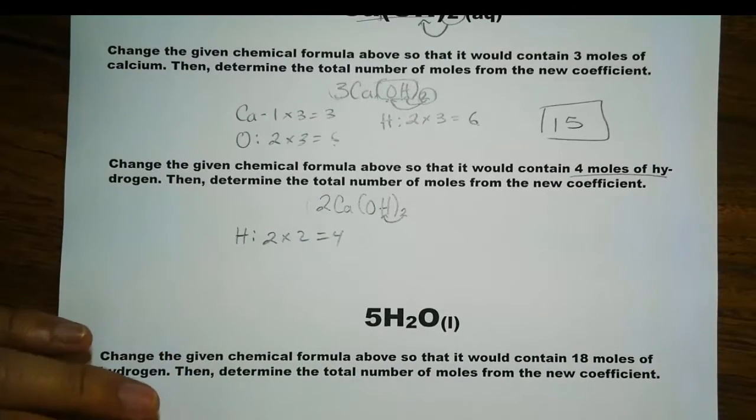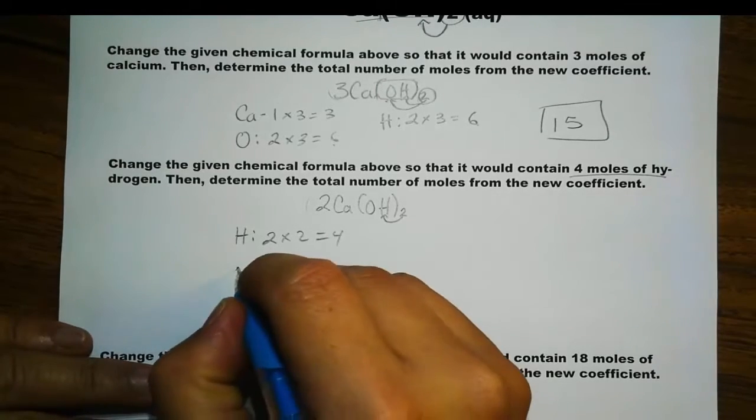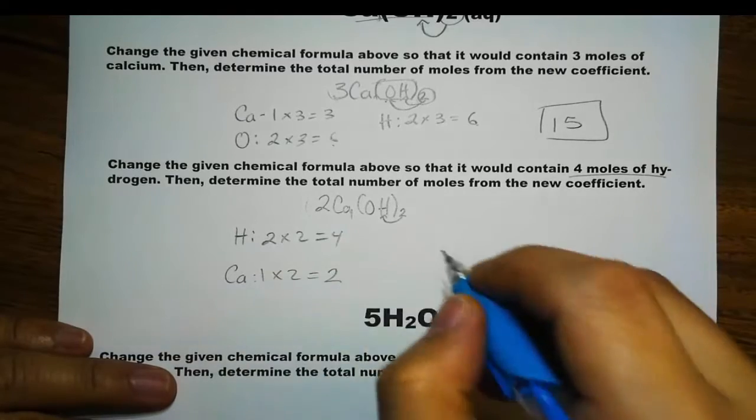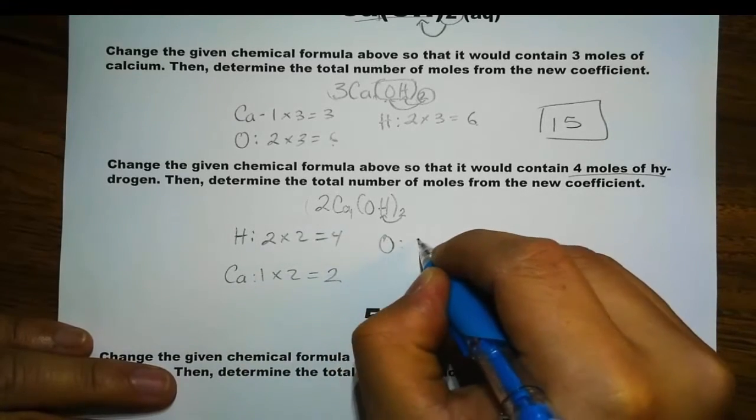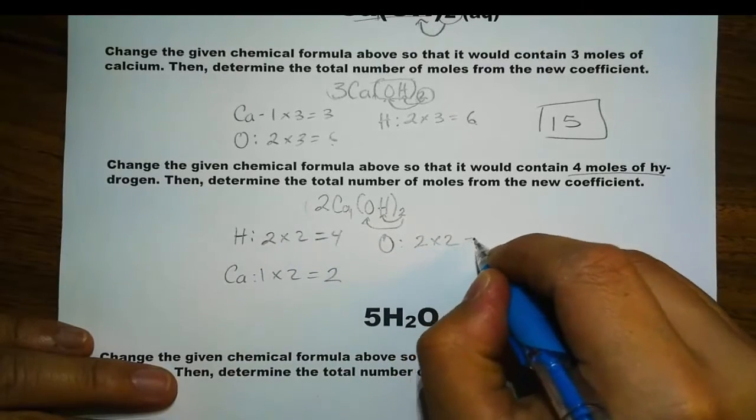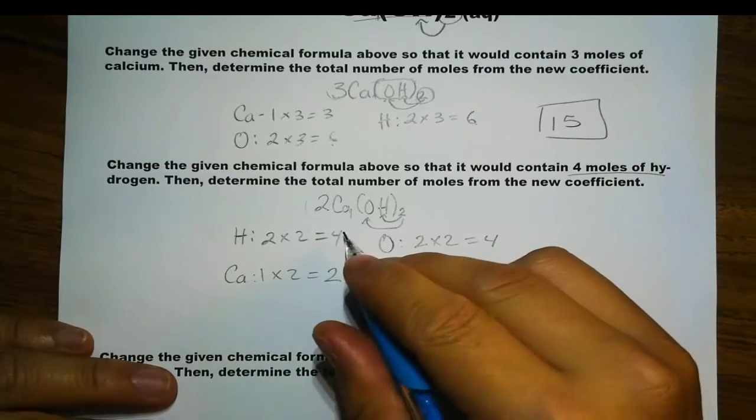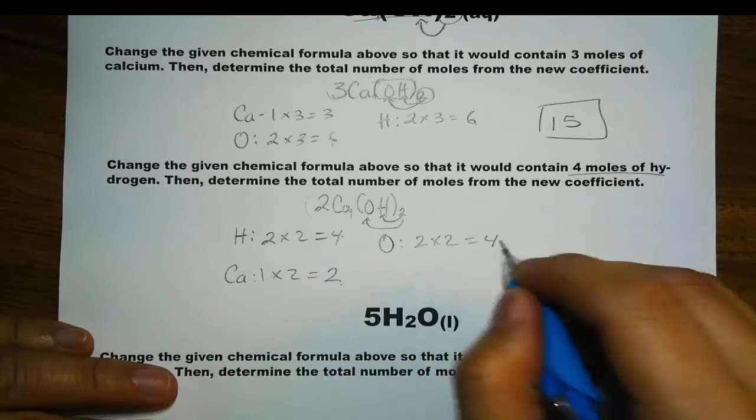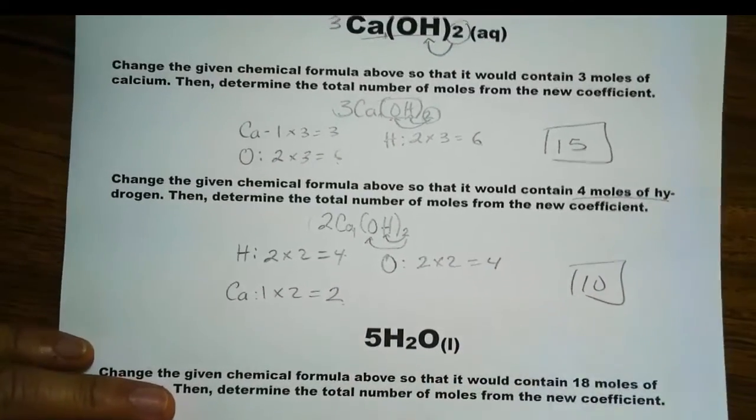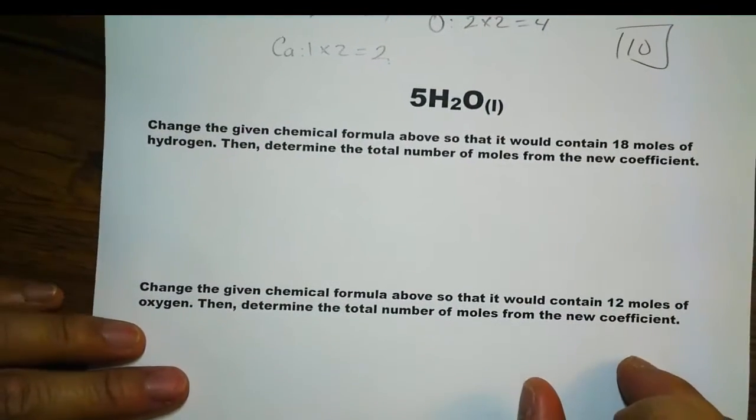And how is that going to affect our total number of moles? Well, of course, for calcium, it's just 1. So 1 times 2 gives us 2. And for oxygen, it's 2 right there, right? And times the number of substance gives us 4. So in this case, we have 2 plus 4 plus 4. That gives us a total of 10. Isn't that easy?